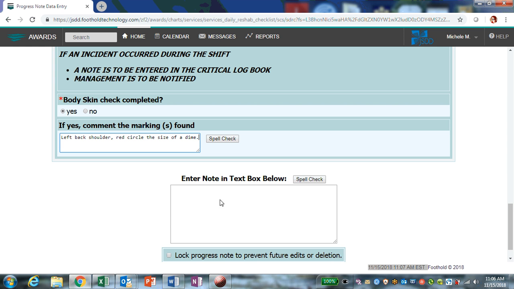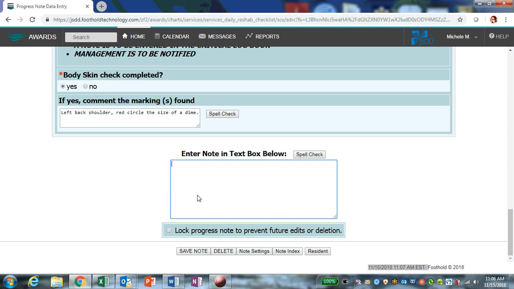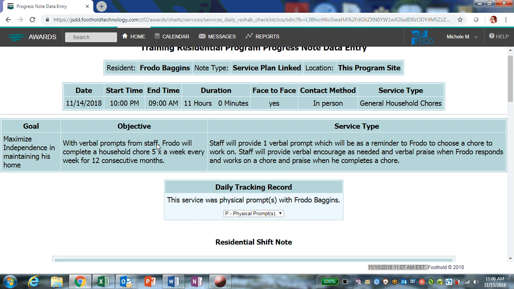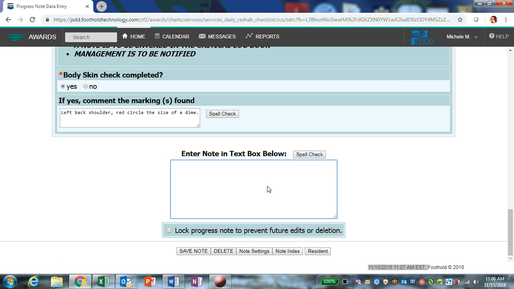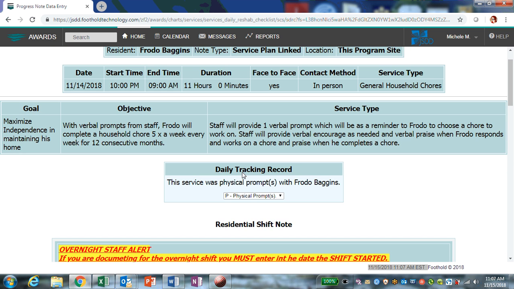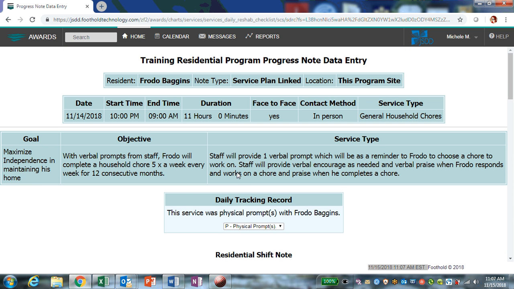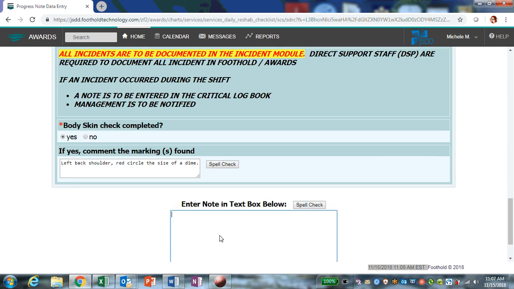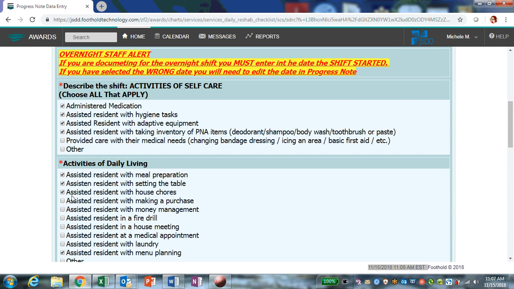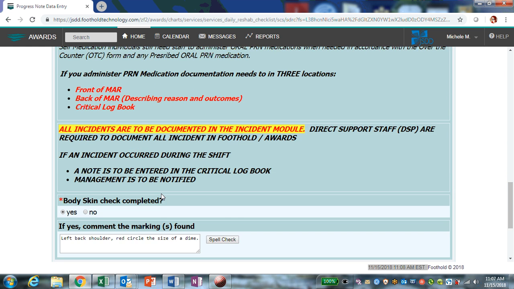Okay, enter the note in text box here. This is your DTR note. Okay, this is where goal, objective, service type. So his goal is independent in maintaining his home. Frodo will complete a household chore 5 times a week. Now we know that this is now a different type of goal because now we have goals that span the entire shift. So let's just indicate here, household chores. So I have that selected already.